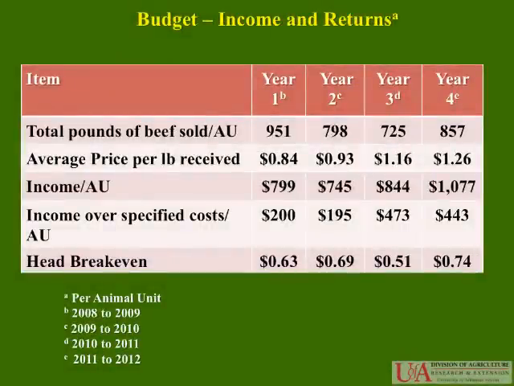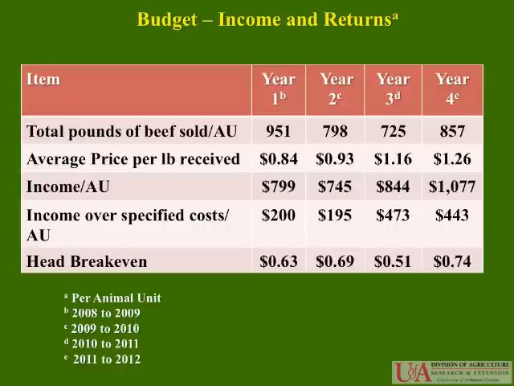We calculate the total pounds of beef sold per animal unit. In year one, it was pretty high. The reason it was pretty high in year one is because we had a low calf crop percent, we sold a lot of cull cows. And that will increase your pounds sold per animal unit. But you can see how it went up in year four, and that was primarily because of selling more calves.